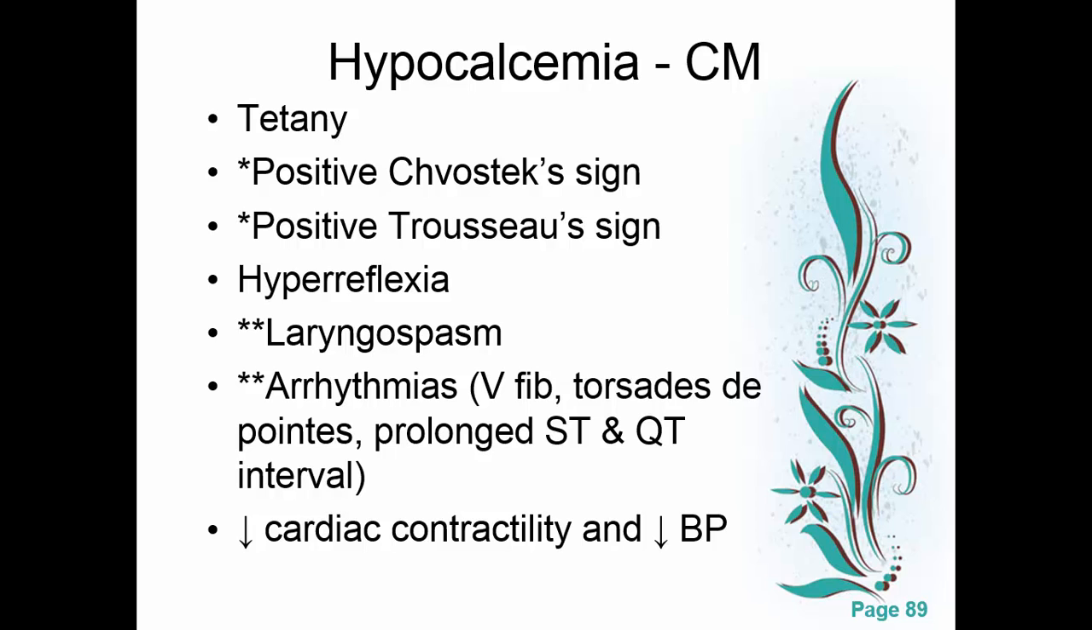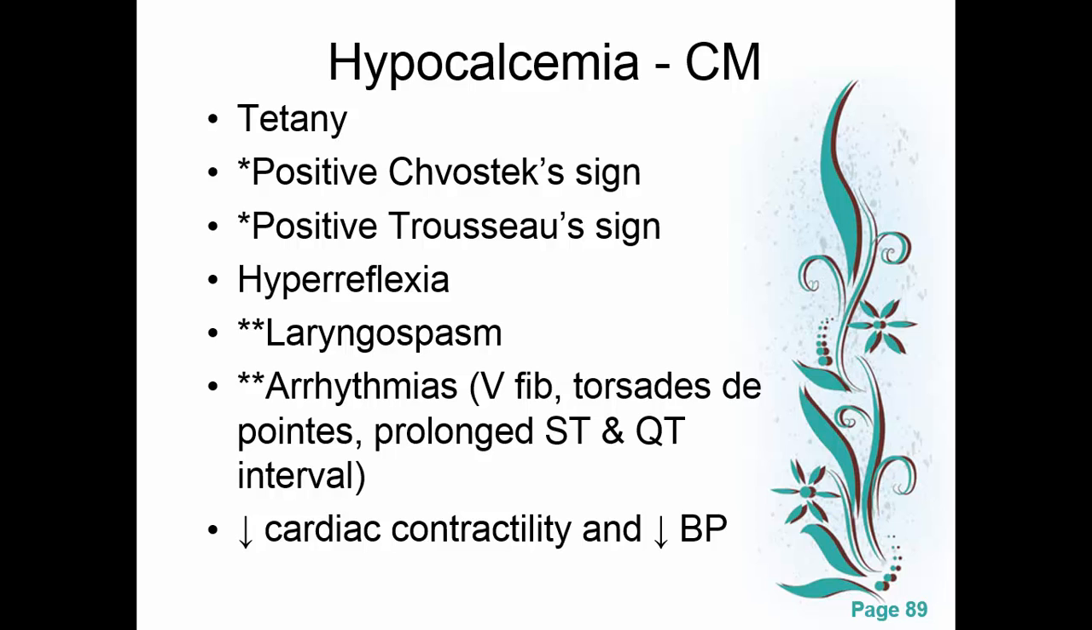Manifestations are going to include tetany, positive Chvostek sign, positive Trousseau sign, which we talked about before. And we talked about tetany being characterized initially by numbness and tingling of the nose, ears, and fingertips, which is known as paresthesia. It can also progress to painful muscle spasms and convulsions. They will have hyperreflexia, so overactive reflexes.